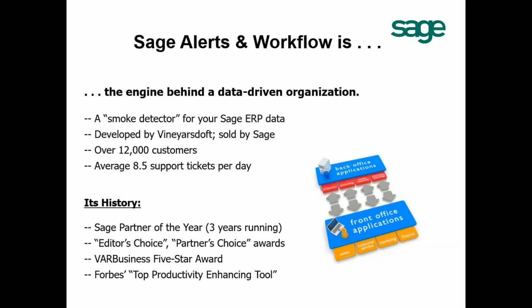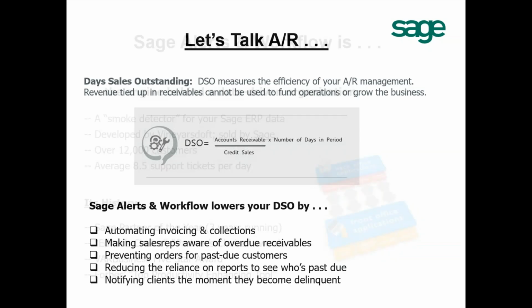Over the years Alerts and Workflow has been around, it's been the recipient of numerous awards and commendations. You can see those listed at the bottom of the current slide. I'll just take a moment to point out the very last one, Forbes, an organization who know a thing or two about business, gave Alerts and Workflow their commendation for top productivity enhancing tool.